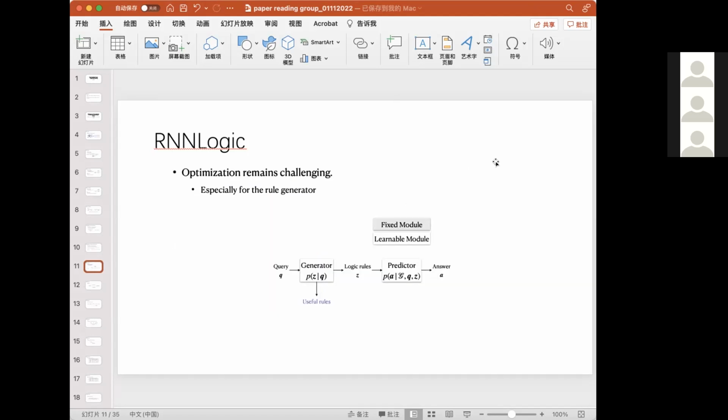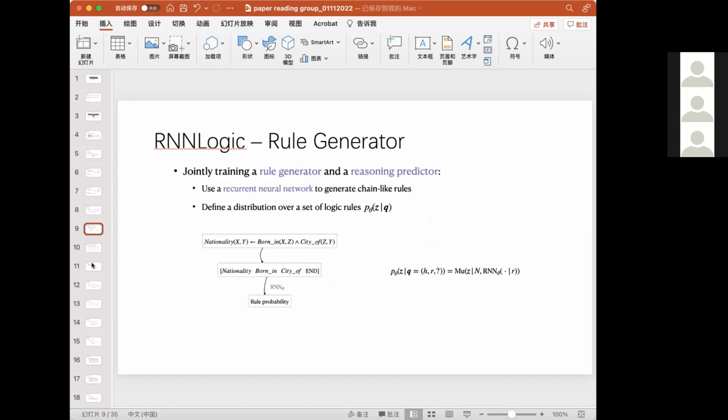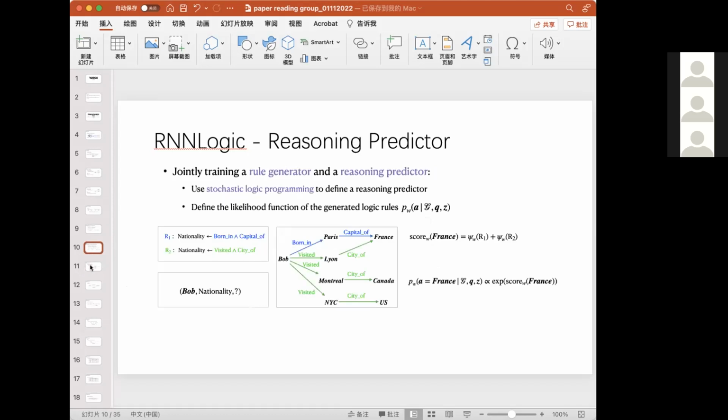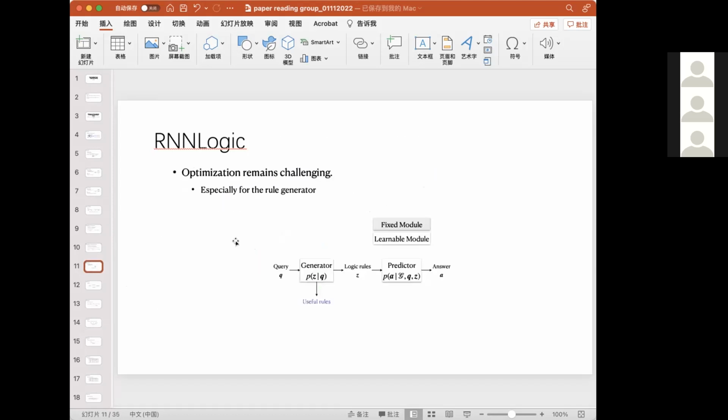That is the basic idea of the reasoning predictor. After introducing the basic idea of the rule generator and the reasoning predictor, our next question is how to optimize these two parts in order to jointly learn both components.